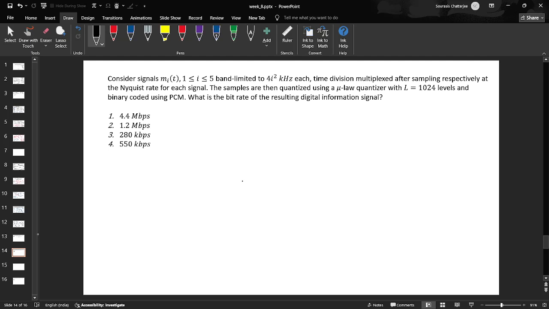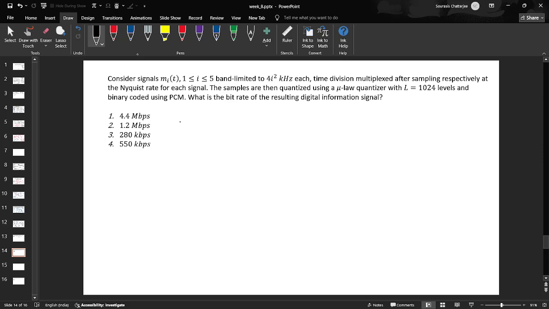Let us move to our next question. It's talking about signals band limited to 4 i squared kilohertz each, and it's time division multiplexing that we discussed in the question previous or next to previous one. So after sampling respectively at the Nyquist rate for each signal, the samples are quantized using L equal to 1024 levels and binary coded. What is the bit rate of the signal?